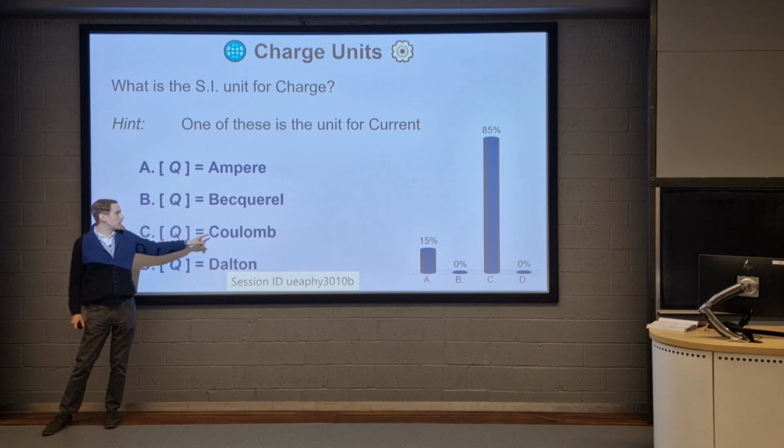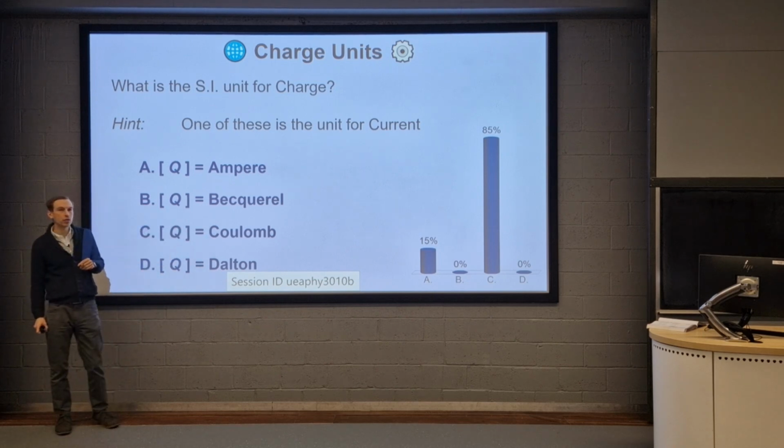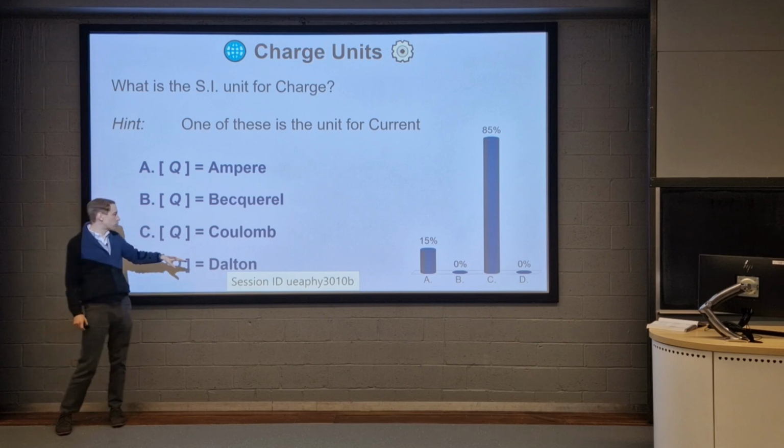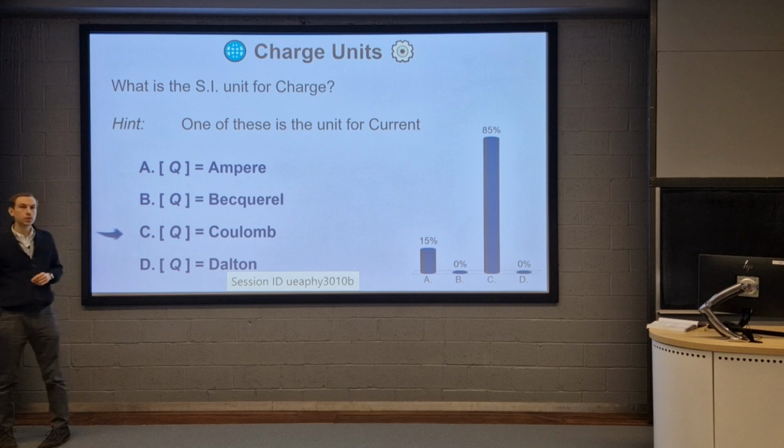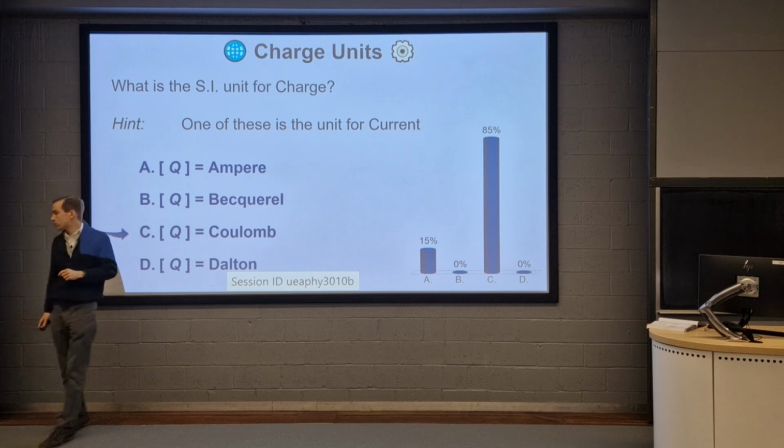Oh, okay, interesting. And what about the Becquerel? Has anybody seen this one? Radiation, yeah, very good. Unit for dose of radiation, very good, okay? So I guess by the process of elimination, we're left with the Coulomb, C for Coulomb, as the unit of charge there. So that's the SI unit for charge, okay?